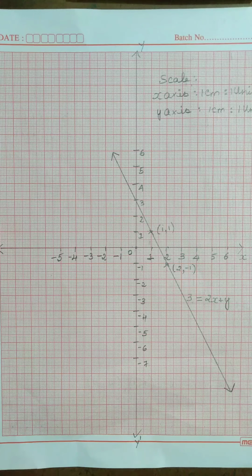So children, this is the method of plotting a straight line in a linear equation in two variables. This is the end of the lesson on linear equations in two variables.